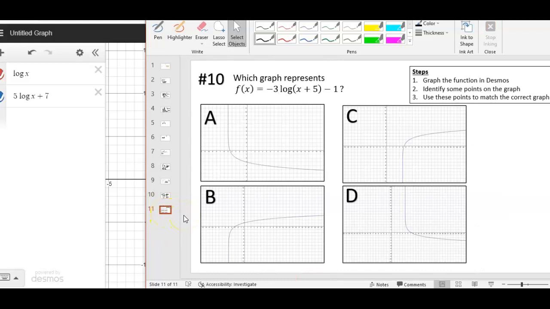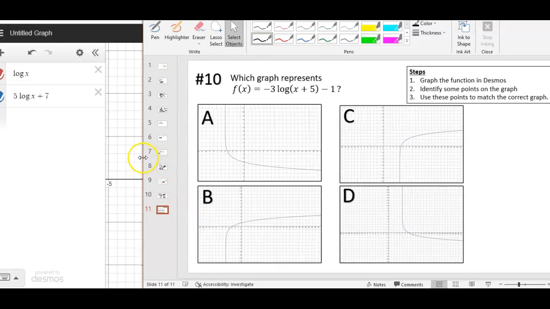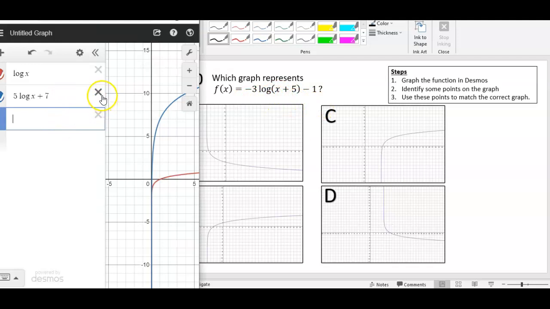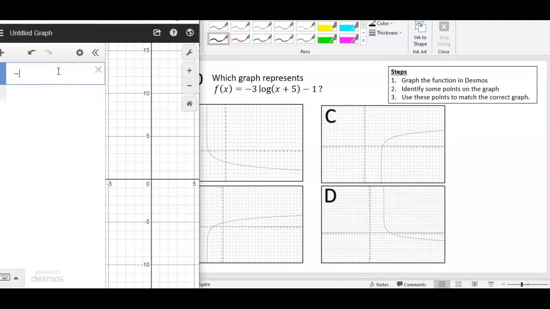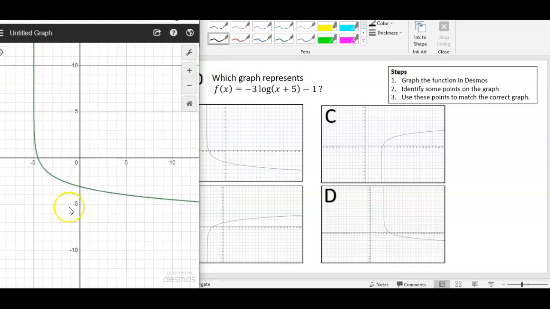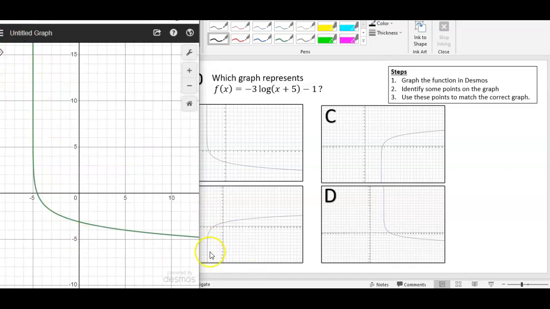Okay, so in this problem, it asks you which graph represents negative 3 log of x plus 5 minus 1. It's a really good idea to graph this in Desmos, and it'll give you a good idea of what this graph is supposed to look like. So I'm going to go ahead and type that in here. We have negative 3 log of x plus 5 minus 1. Desmos will give me a nice picture of what this graph is supposed to look like. You can see it's shaped like this, and it opens in this direction.